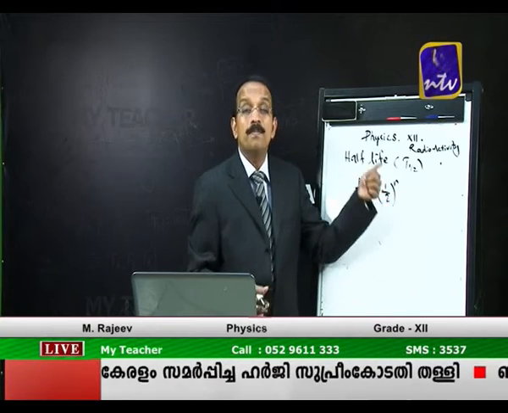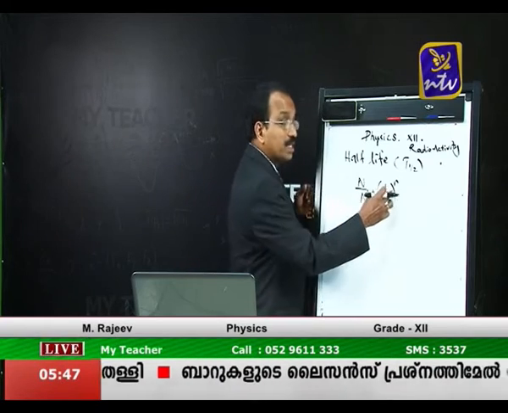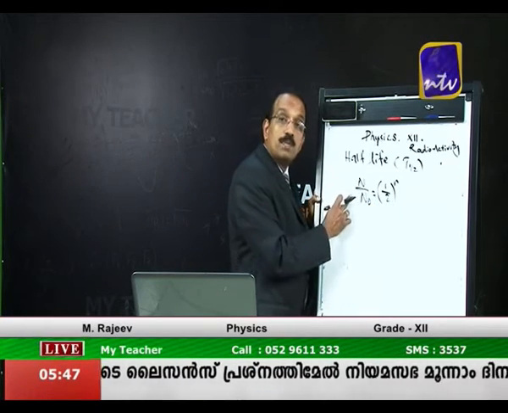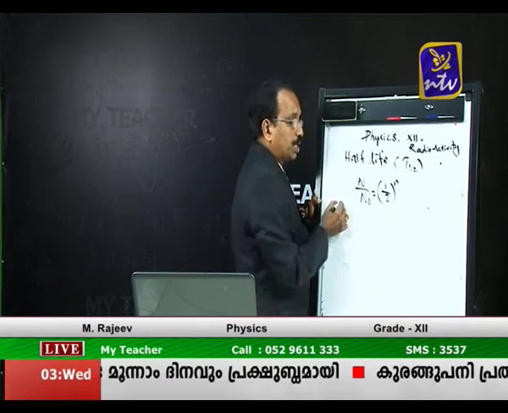N represents the number of half lives. I hope it is clear. So, n is the number of half lives, and n by n0 represents the fraction left. Clear. So, now an example I will tell you.